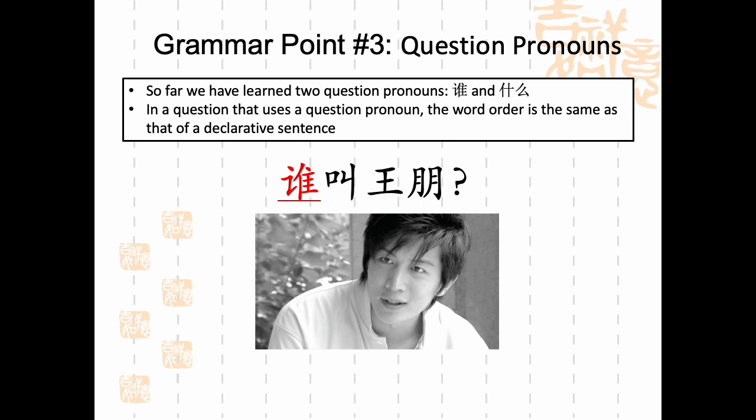谁叫王鹏? Right? Who is Wang Peng? Whose name is Wang Peng? And you would say 他叫王鹏. Right? He is Wang Peng. 他叫王鹏. He is called Wang Peng.